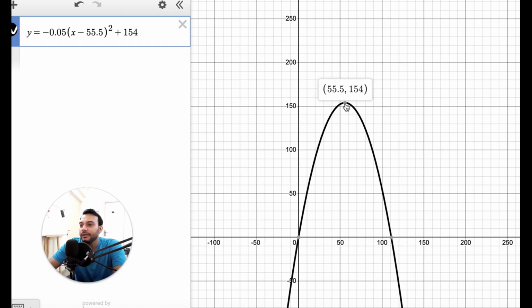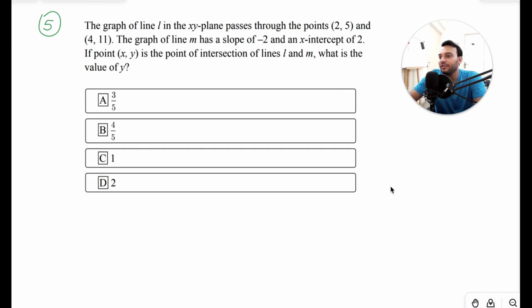Okay, let's go to our questions. Question number 5. The graph of line L in the xy plane passes through the points (2, 5) and (4, 11). The graph of line M has a slope of negative 2 and an x-intercept of 2. If point (x, y) is the point of intersection of lines L and M, what is the value of y?